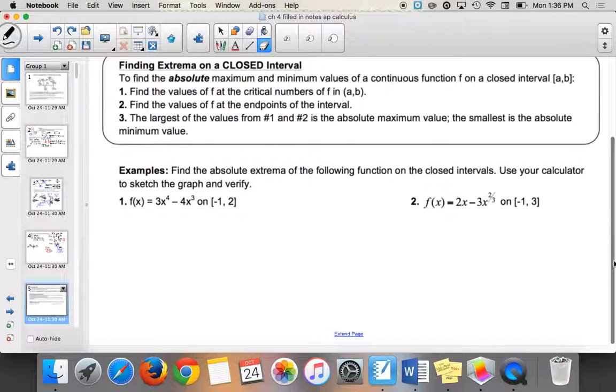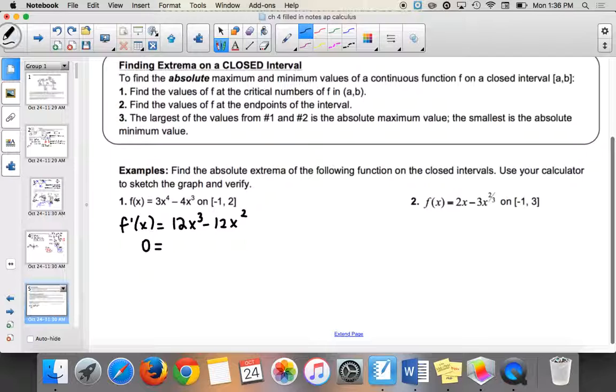So for this example, it says find the absolute extreme of the following function on the closed interval. Use your calculator to sketch the graph and verify. So this first one, if I take the derivative, I get 12x cubed minus 12x squared. I set it equal to 0. I can pull out the 12x squared. I have x minus 1. So I get x equals 0 and I get x equals 1. So those are my critical values.